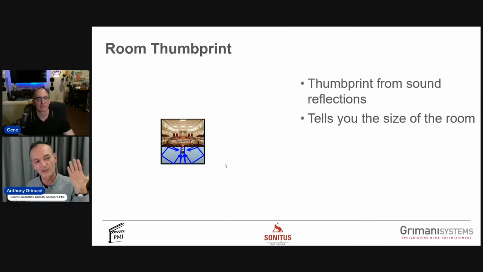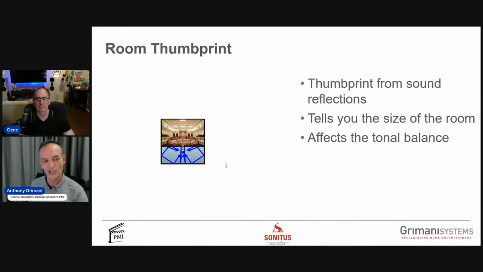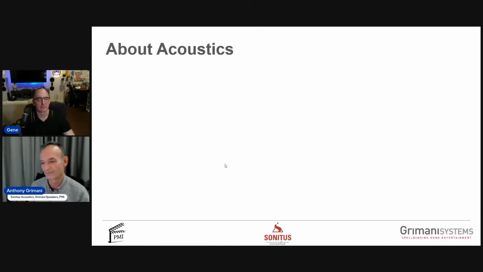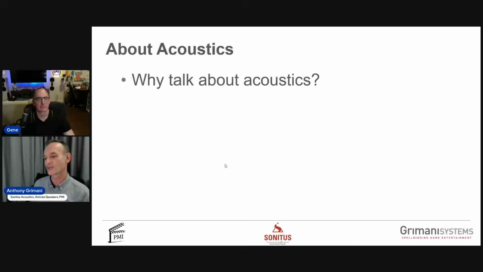Now you're sitting in the room, you're hearing the direct sound, you're hearing the reflected energy, you're hearing a change of tonal balance that the room is introducing. And that overall interface of the speaker and its overall radiation is called the sound power, together with how the sound in the room is decaying with time at different frequencies, is the thumbprint of the room. And all of that needs to be controlled if you want decent sound. So I think of all of that as acoustics.